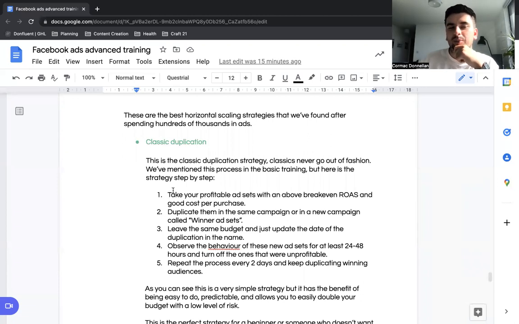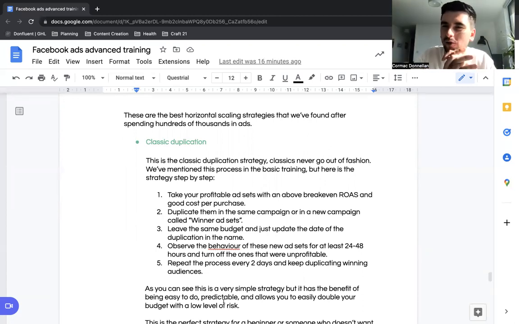Number one, take your profitable ad sets with above break-even ROAS and a good cost per purchase. Number two, duplicate them into the same campaign or in a new campaign called winner ad sets, which is what we were referring to a while ago. Number three, leave the same budget and just update the date of the duplication in the name so you know when the duplication started. Number four, observe the behavior of these new ads for at least 24 to 48 hours and turn off the ones that were unprofitable. Number five, repeat the process every 2 days and keep duplicating winning audiences.